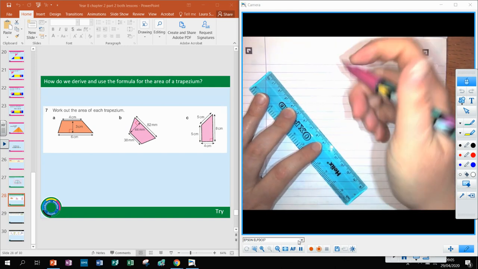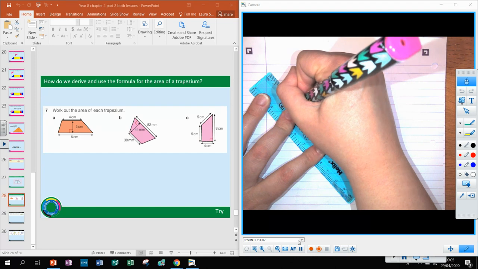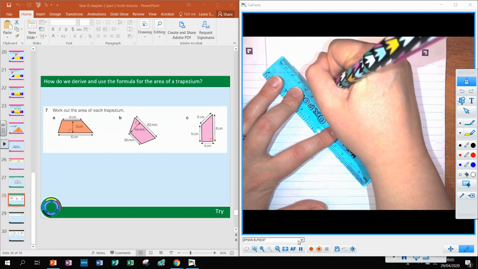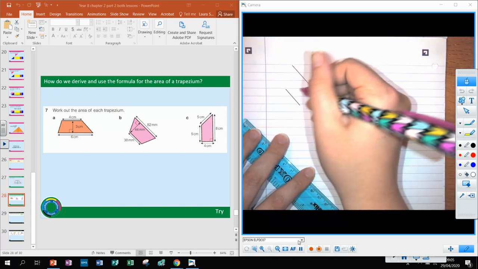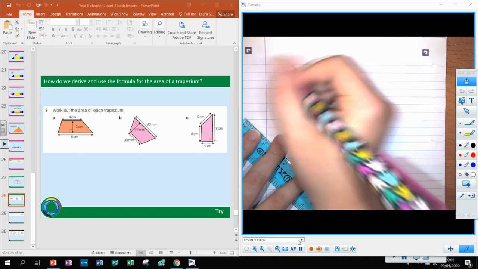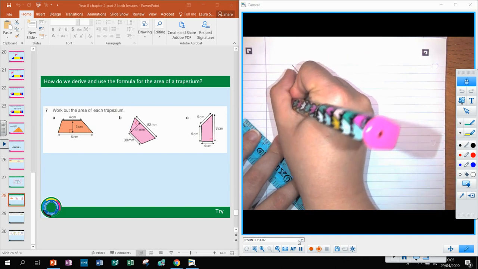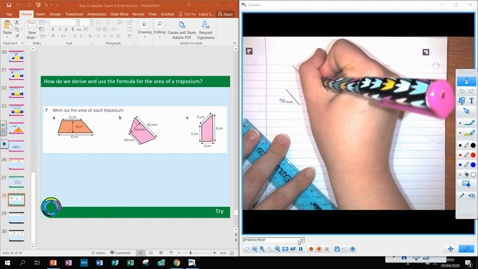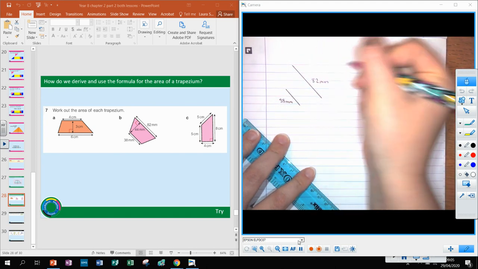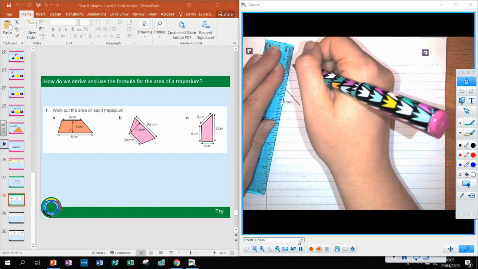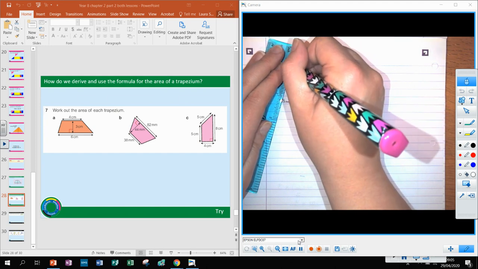Now, just because something is tilted does not mean that you don't follow the same method. Okay, it's still a trapezium. These two are the parallel sides. That is 38 millimeters. Okay, and this one is 82 millimeters. I'm quite happy if you use a calculator for questions like this. Okay.